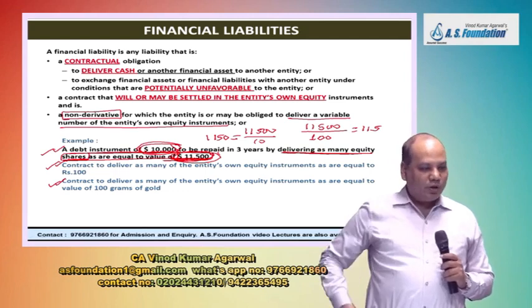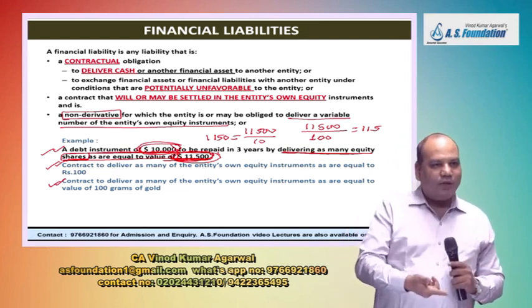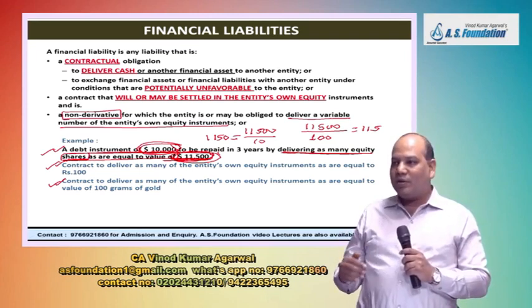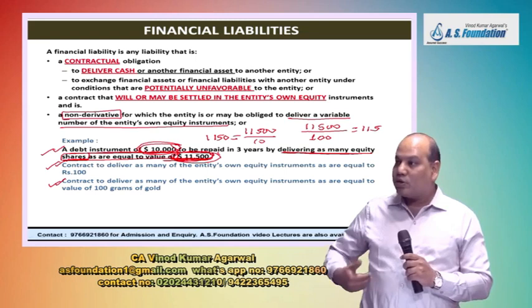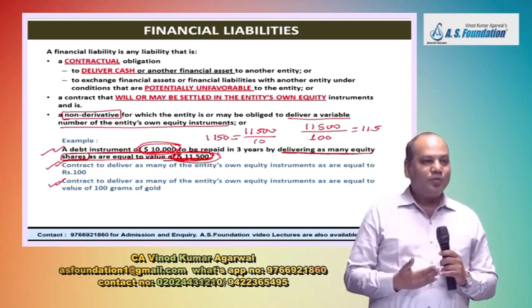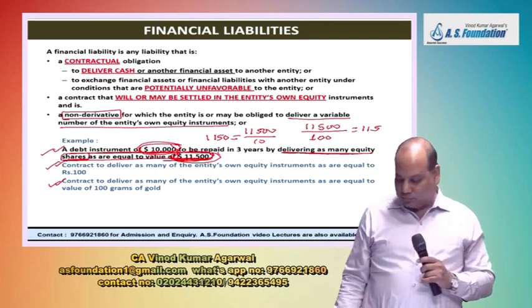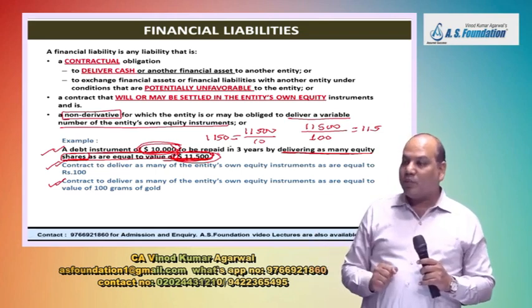So instead of paying cash, you are settling in the form of your own equity, and therefore the standard says it is a liability, because the counterparty is not exposed to the risk which an equity holder is exposed to. If it was fixed to fixed, it would have become equity.